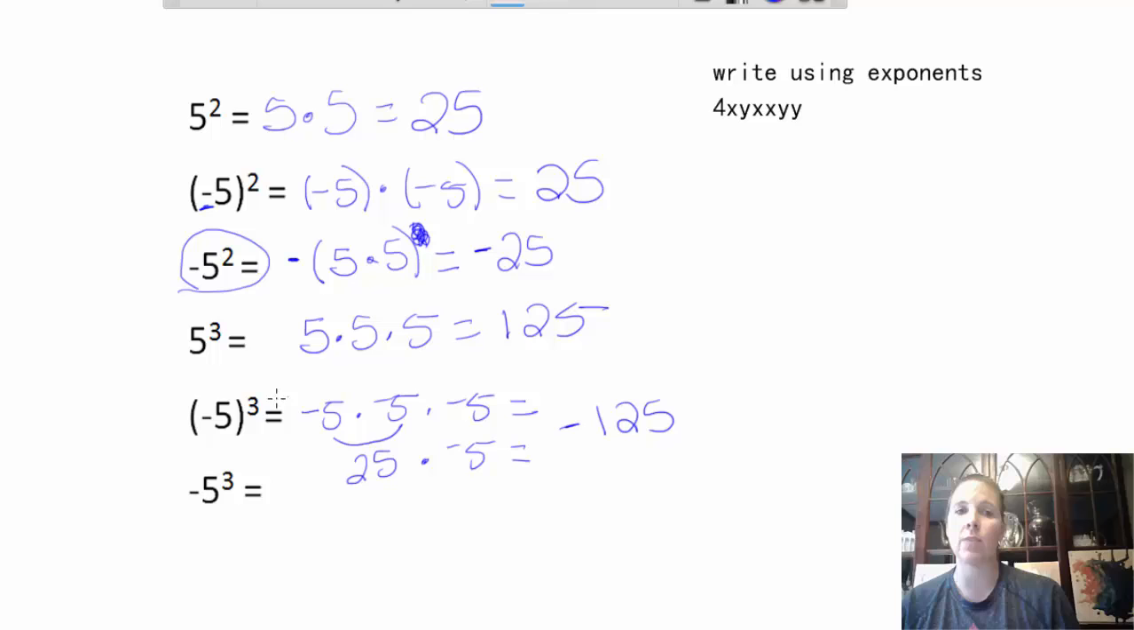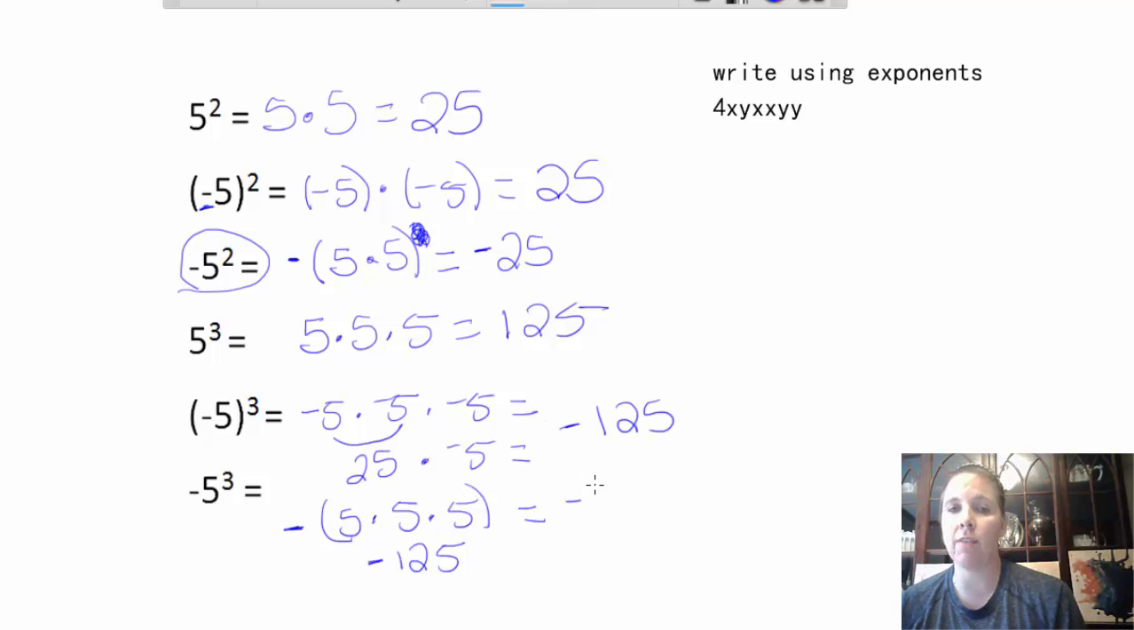Remember back when we said if it was taken to an odd number, it was going to be negative. If it's taken to an even number, it's going to be positive. That is true when the negative is the one being taken. So down here, the negative is not being taken. Remember, it's the opposite of 5 times 5 times 5. Well, 5 times 5 times 5 is 125, but then you still have the negative. It's the opposite of 125. So the opposite of 125 is negative 125. This is the most confusing part. People forget, you know, if it's inside the parentheses, you have to take that negative with it.